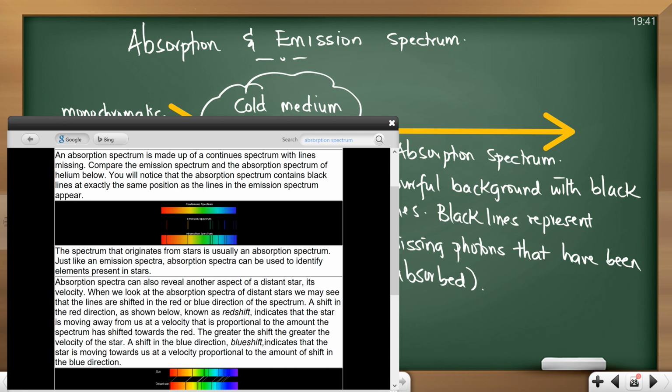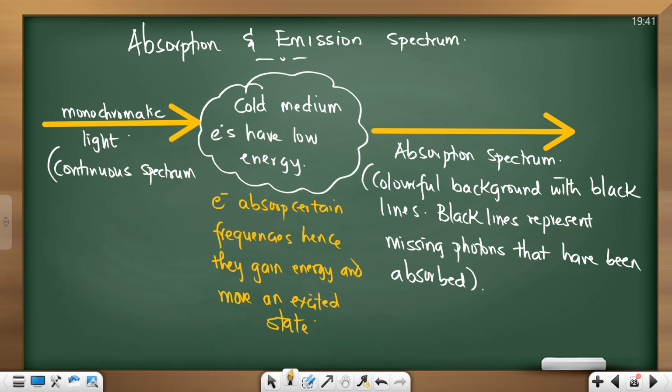Black is the absence of color. Is that okay? So for me now, I don't have color. Okay. Black is the absence of what? Color. So what happens when we pass a continuous spectrum, light, through a cold medium? The electrons will absorb the photons. When I absorb a photon, what am I absorbing? The energy of the photon. What happens to my own energy? It increases.